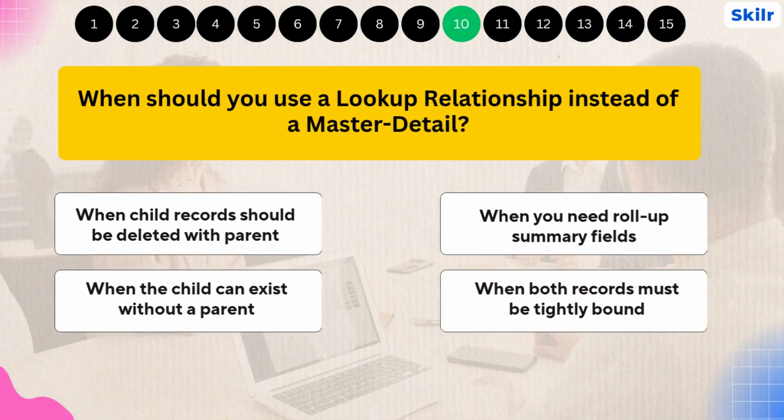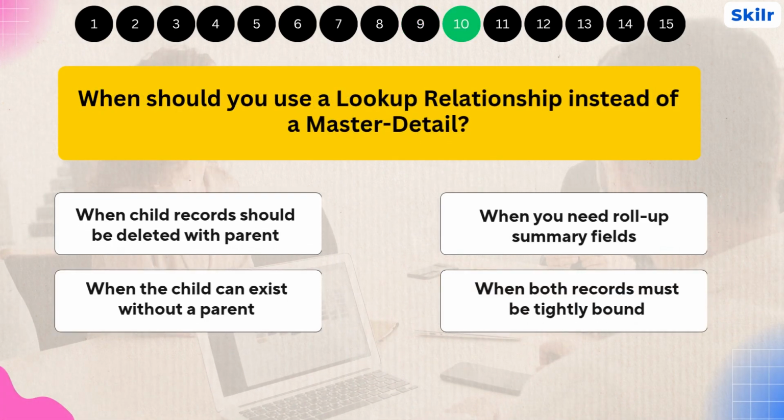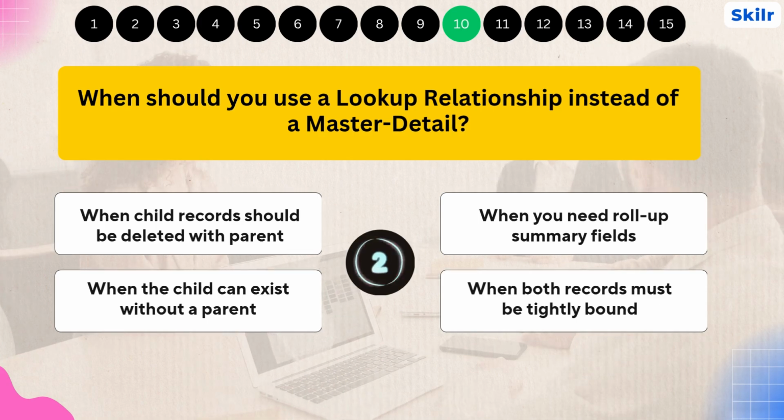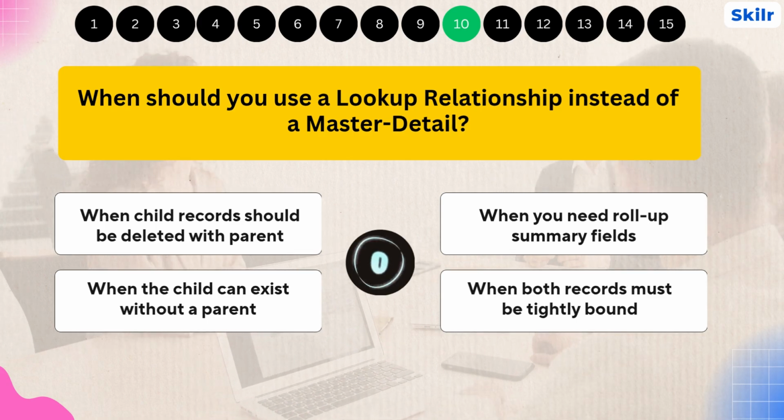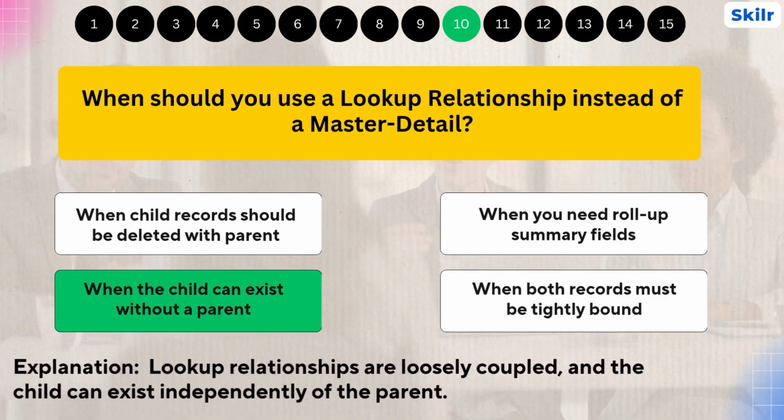Question 10. When should you use a lookup relationship instead of a master-detail? The correct answer is when the child can exist without a parent. As lookup relationships are loosely coupled, and the child can exist independently of the parent.